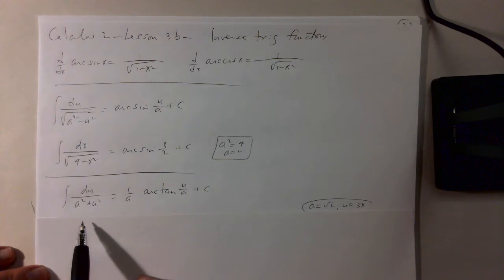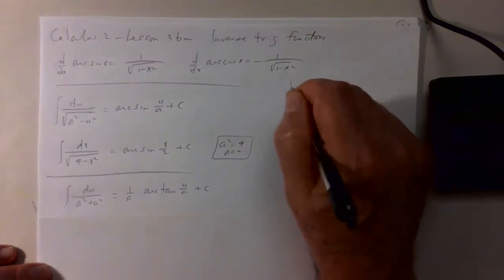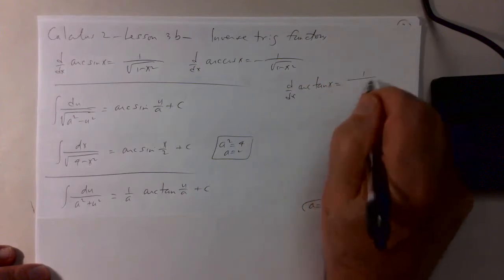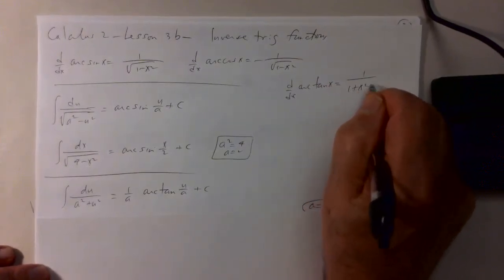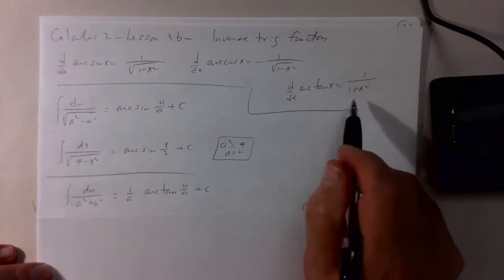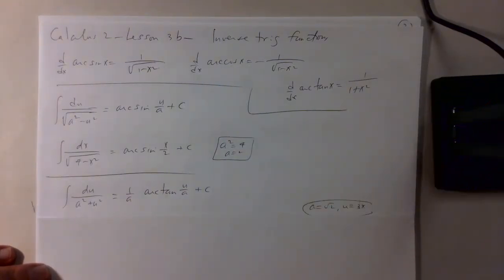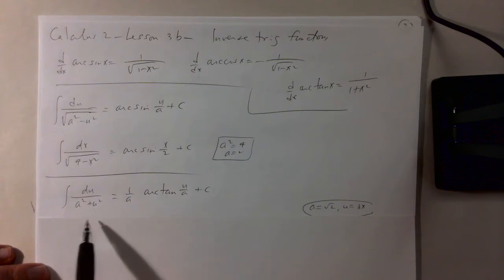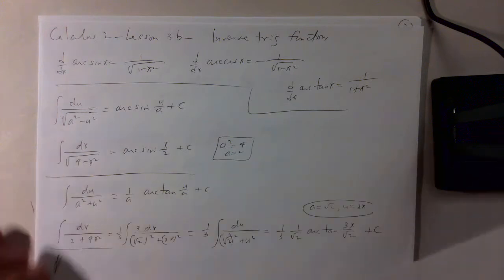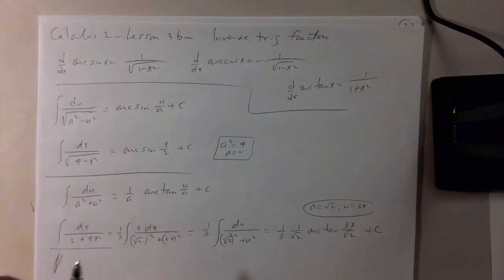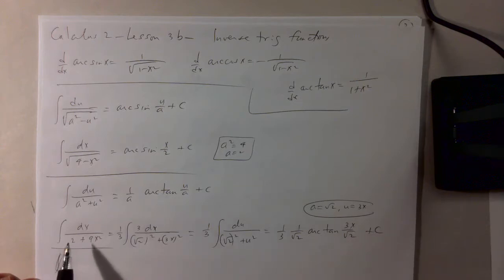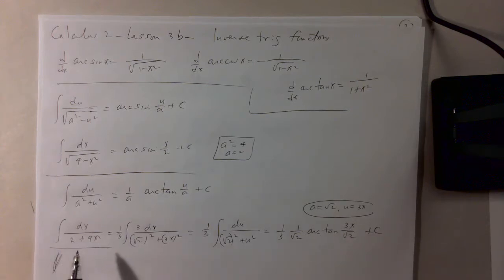The arctangent. The derivative of the arctangent of x is 1 over 1 plus x squared. So the integral of 1 over 1 plus x squared is the arctangent, or more generally, the integral of 1 over a squared plus u squared is 1 over a, arctangent of u over a. So here's an example of an integration of this form. A little more complicated because it's a little more interesting.